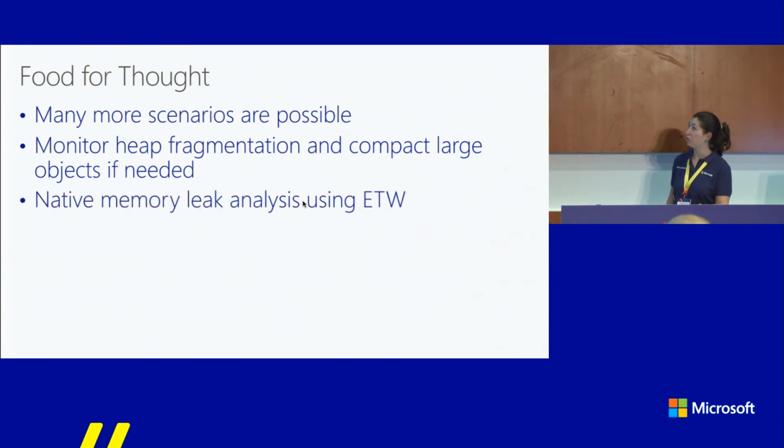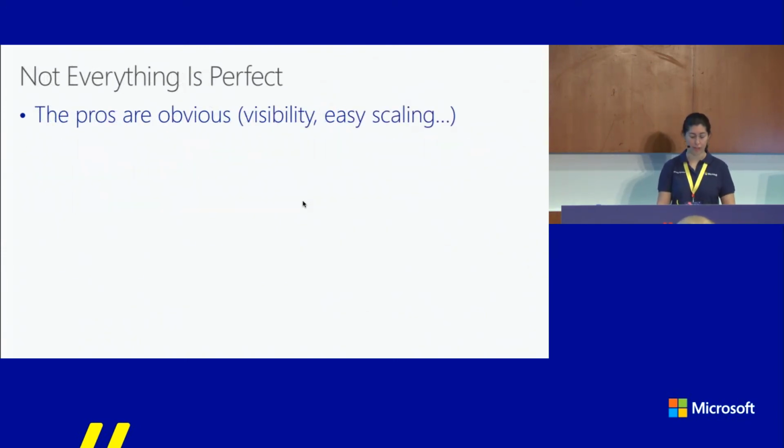Another thing I want to mention here is that all of our demos were about .NET applications, but you can actually use ETW to try to diagnose native leaks as well by monitoring where allocations are made and getting call stacks for that. So that's also an interesting idea that you can go for. And again, I'm sure you can think of much more.